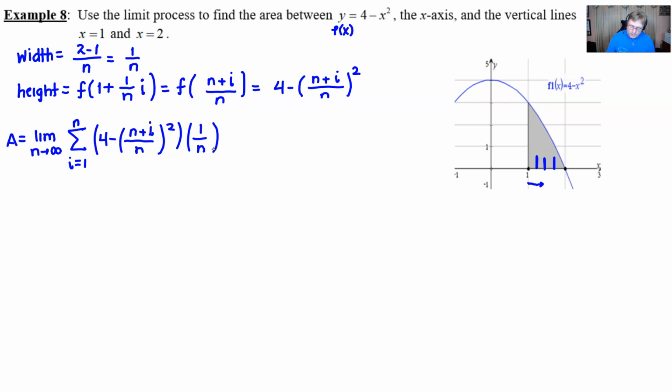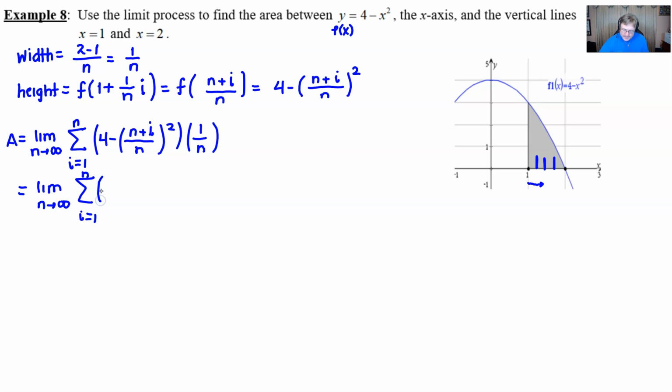So there we go. So what do we do next? Well, good question. What do we do next? I would think that we probably want to go ahead and square out this n plus i over n. So the limit is going to drop straight down. The summation is going to plop straight down.